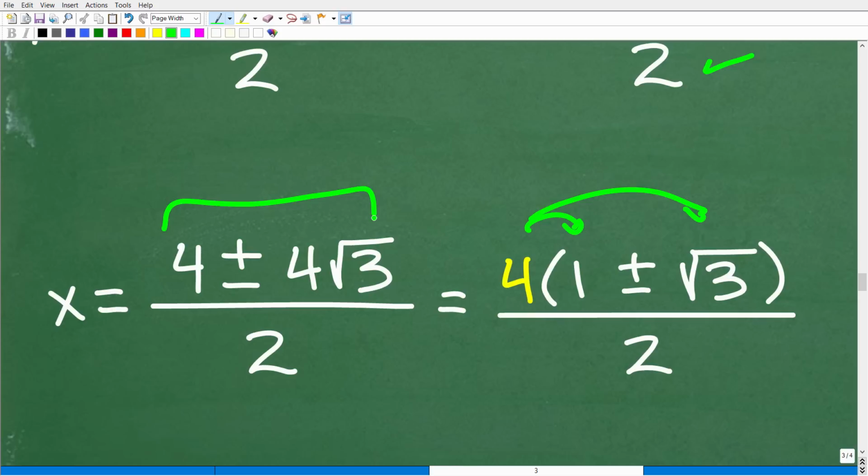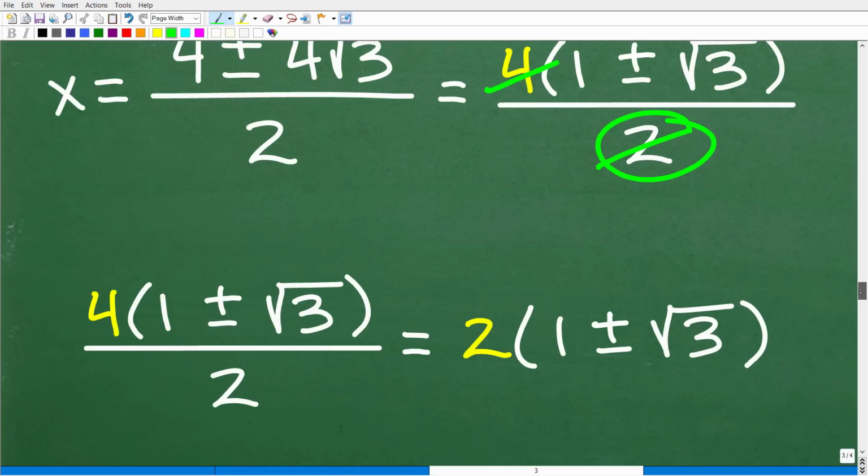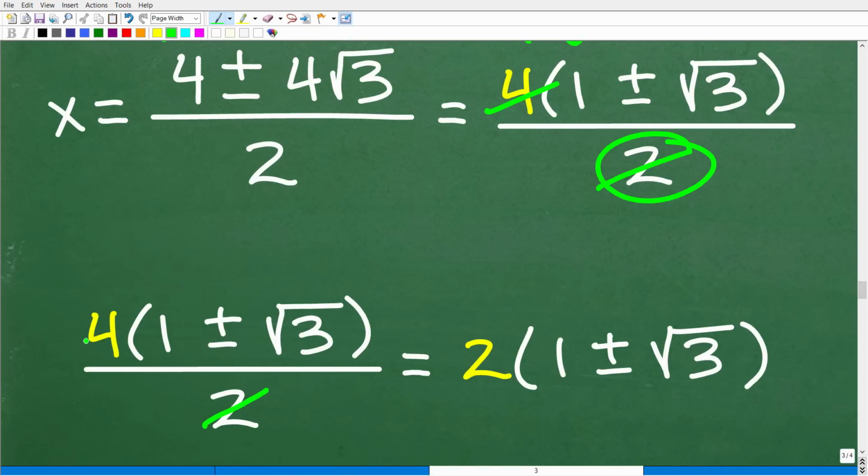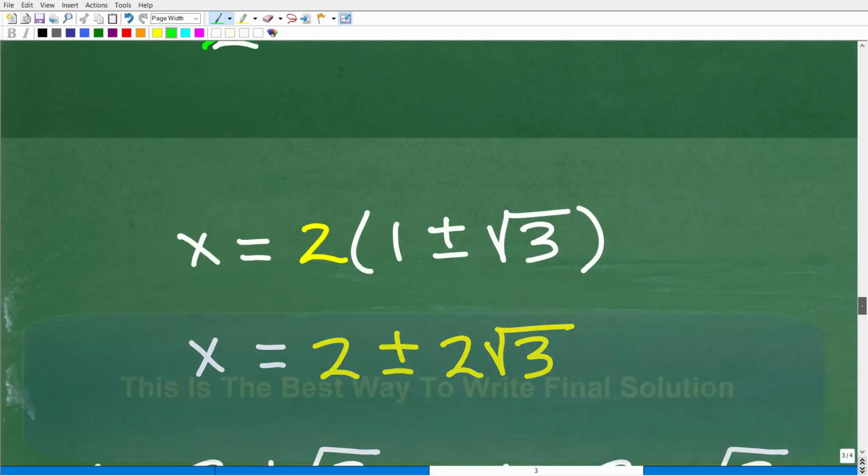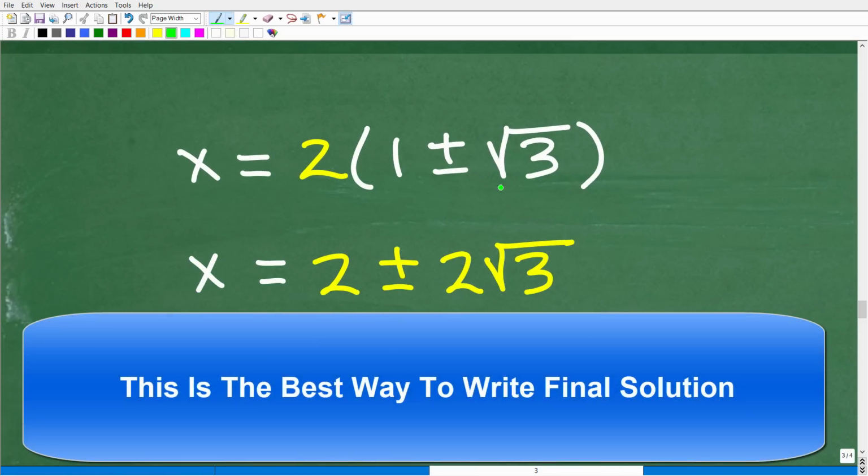Now, why do I want to do that? Because I have this 2 down in the denominator, and this 2 can go into that 4 2 times. So let's go ahead and take that step right now. So 2 goes into 4 2 times, and then I could just take this 2 parentheses 1 plus square root of 3, and then just distribute the 2 back in, right? So let me just show you the work right here. This is what we did when we factored out the GCF of the numerator, which was 4. Now I can go ahead and distribute that 2 back in. So x is equal to 2 plus or minus 2 square root of 3.